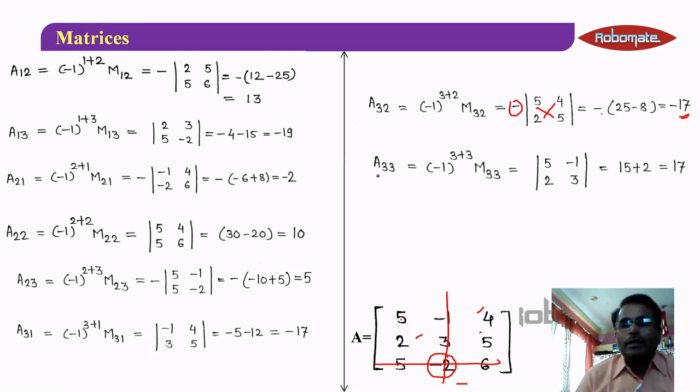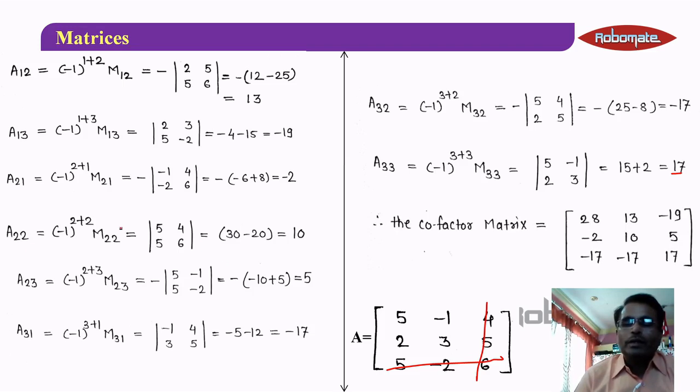A33 will appear as minus 1 raised to 3 plus 3, because this position is A33 into M33. If you want to consider M33, you have to eliminate this row and this column. So 5, minus 1, 2, 3 is coming. So it is 15 plus 2, that is 17. So all the cofactors we have obtained, and therefore your cofactor matrix is this one. 28 was obtained in the previous slide, and all other elements are coming here: 13, minus 19, minus 2, 10, 5, minus 17, then minus 17 and plus 17. So this is your cofactor matrix.